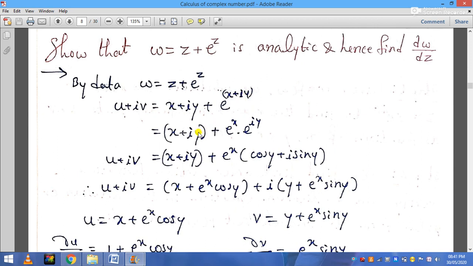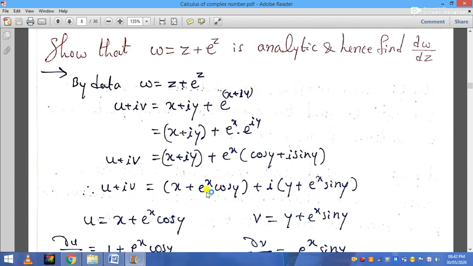Then simplify this: x plus iy as it is, plus e raised to x plus iy, which is in the form of a raised to m plus n, a raised to m into a raised to n, that is e raised to x into e raised to iy. Then on simplification, u plus iv is equal to x plus iy plus e raised to x, and e raised to iy is in the form of e raised to i theta, cos theta plus i sin theta, so that is cos y plus i sin y. Here, separate the real and imaginary parts. The real part is x plus e raised to x into cos y.